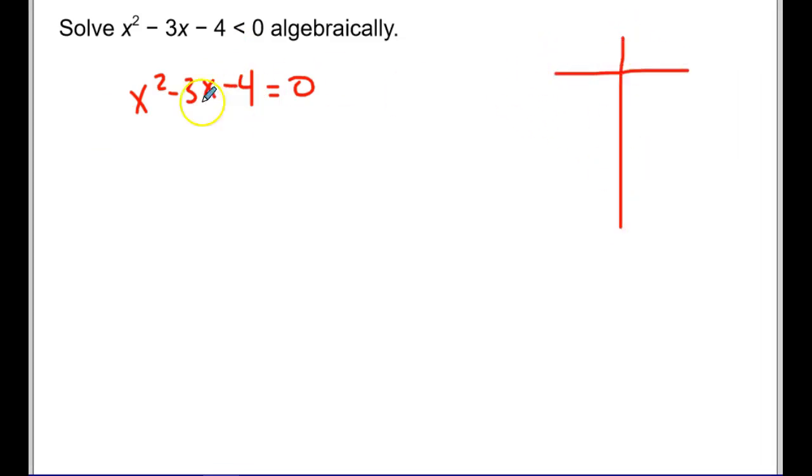So I first want to find all of my factors of negative 4. So I know I could have 1 times a negative 4, or I could have a negative 1 times a positive 4, or I could have a negative 2 times a positive 2.